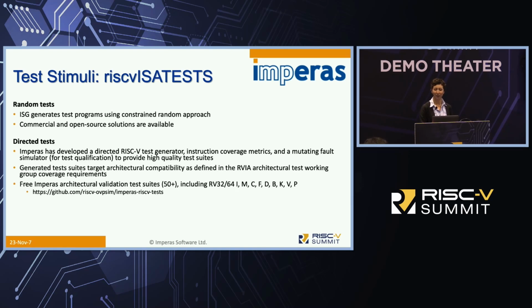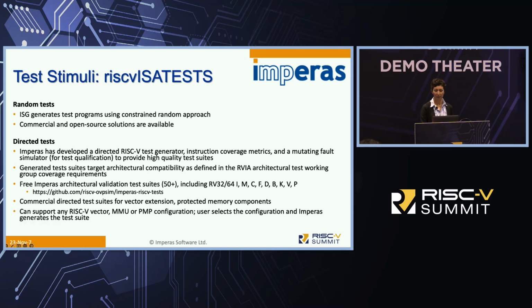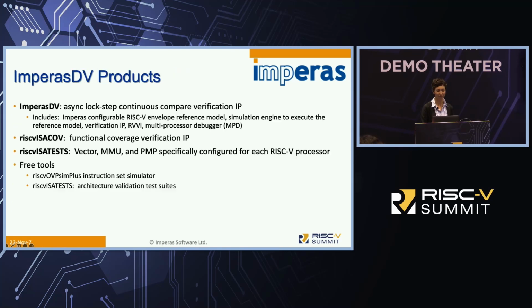The second category are directed tests. These are test programs written to target a specific set of features or functionality. Here, Imperas provides architectural compliance level tests that are freely available to download. In addition, we've developed a directed test suite for the RISC-V vector extension and for MMU and PMP functionality. The test suites are configured and generated based on the customer's requirements, and they're delivered with detailed coverage information.